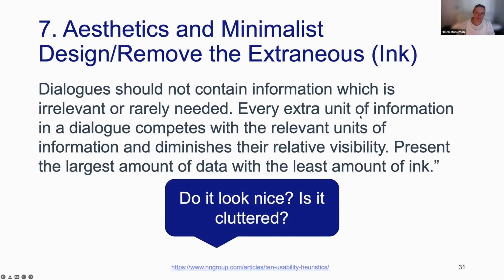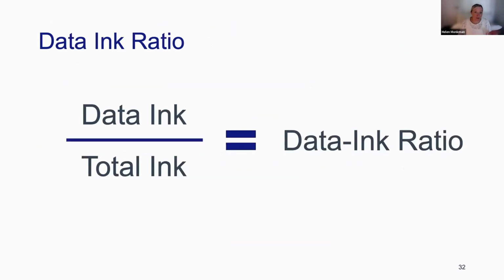So the idea here is that every additional unit of information is going to compete with each other. So the more we have there, the more distracting it is. And we want to make things more obvious and visible and straightforward for people. So we want to present the largest amount of data with the least amount of ink. And oftentimes this comes down to meaning, does it look nice? Is it cluttered? Could it be simpler?